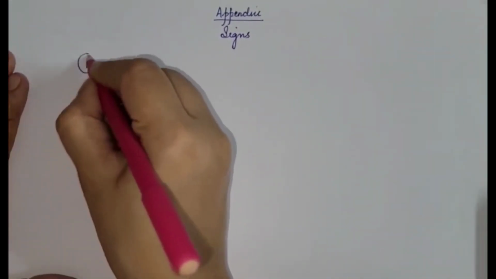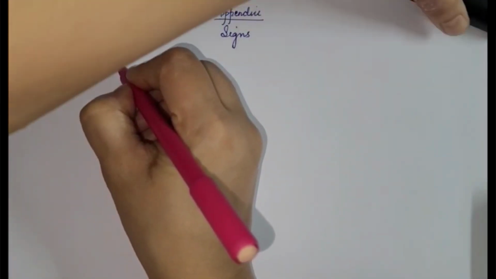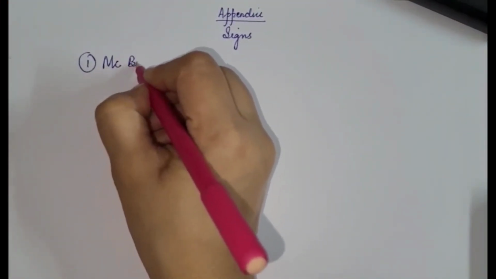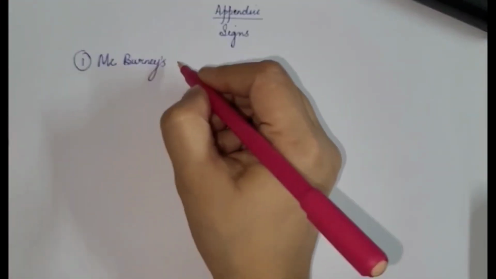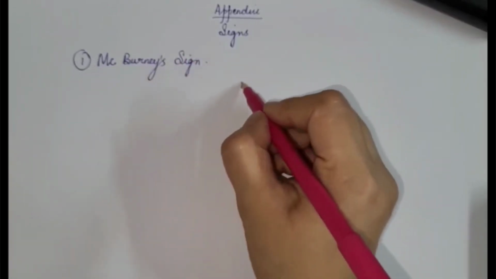Today is the topic appendix signs. So what are the signs of appendix? There are classical 4 signs of appendix which may come in exams or which may come in multiple choice questions. So the first is McBurney's sign.